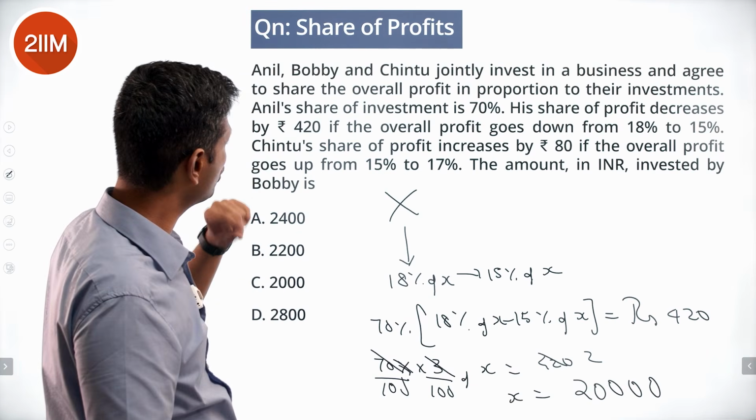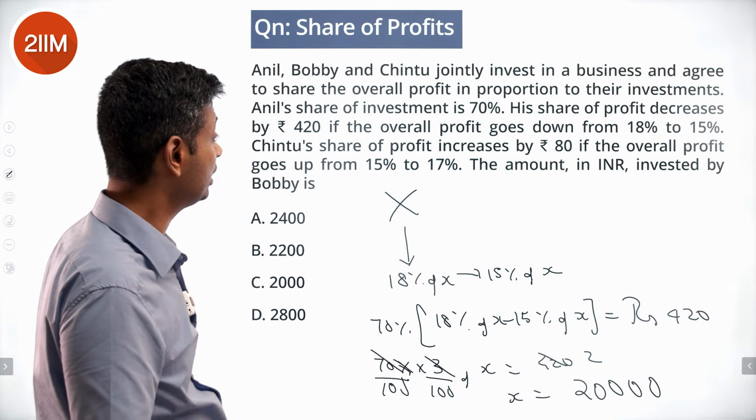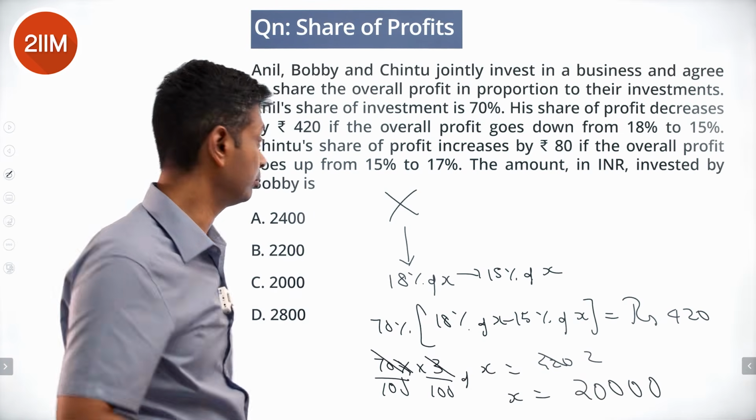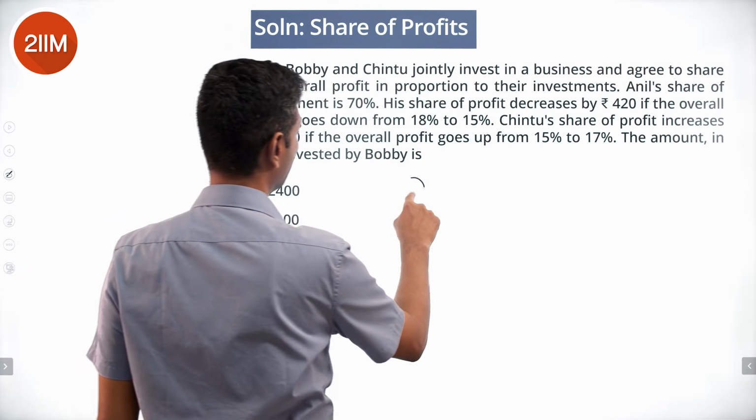Next step, Chintu's share of profit increases by rupees 80. The overall profit goes up from 15% to 17%. X is 20,000.